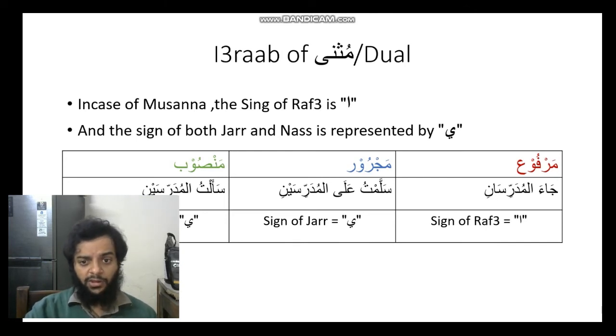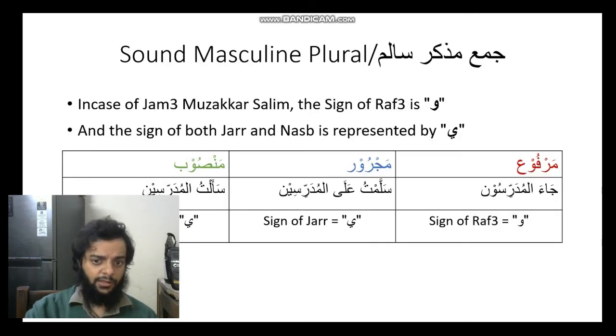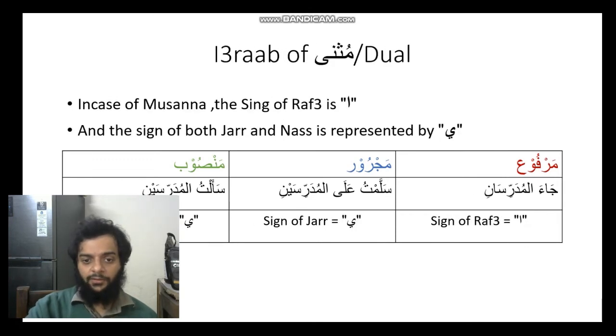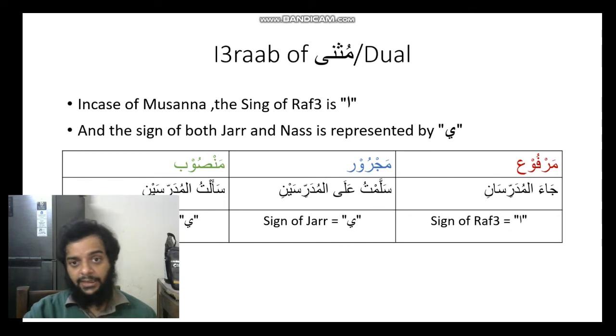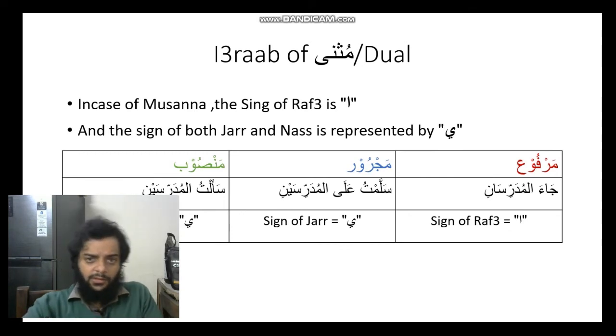If you are getting it confused with mudarrisina, like in Jama Muzakkar Salim, mudarrisina and mudarrisaini, the difference is, in case of sound masculine plural, the letter before ya will have kasra, but in case of dual, the letter before ya will have fatha. So it was ina, now here it is aini. So the sign of rafa for musanna is alif, and the sign of both jar and nasab is ya.